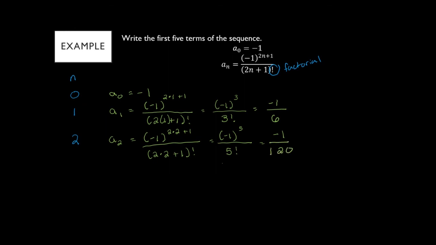So that would be 5 times 4 times 3 times 2 times 1. And you're not going to want to have to type all that out on your calculator. The factorial button is really nice. It makes that much quicker. So we've got 3 terms so far.